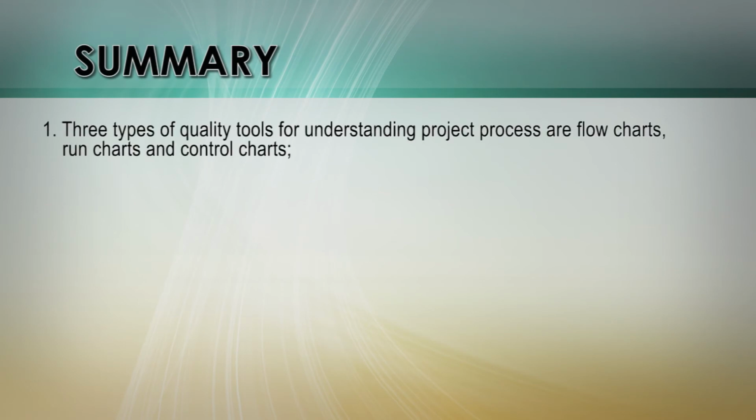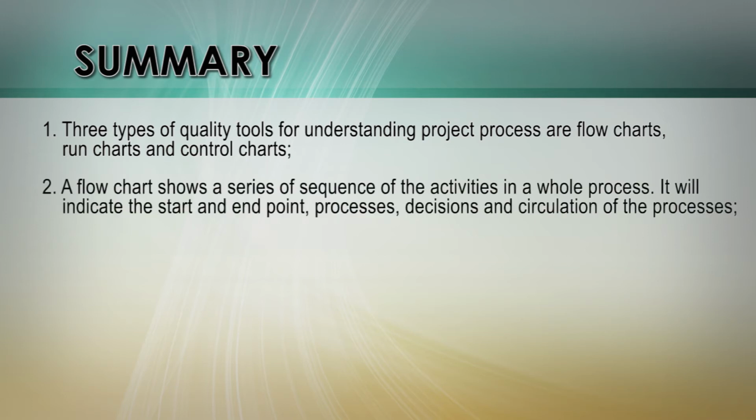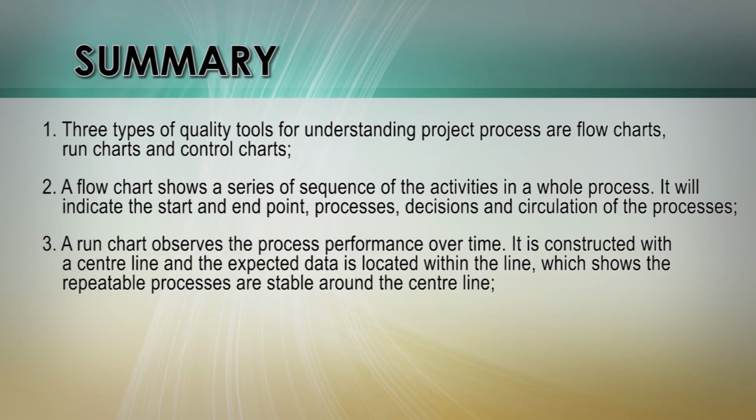Just to recap, 3 types of quality tools for understanding project processes are flowcharts, run chart, and control charts. A flowchart shows a series of sequence of the activities in a whole process. It will indicate the start and end point, processes, decisions and circulation of the processes. A run chart observes the process performance over time. It is constructed with a center line and the expected data is located within the line, which shows the repeatable processes are stable around the center line.